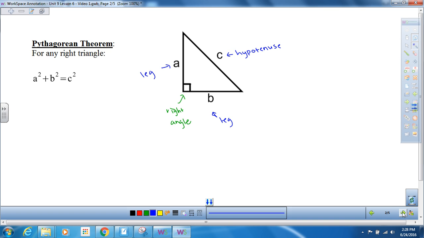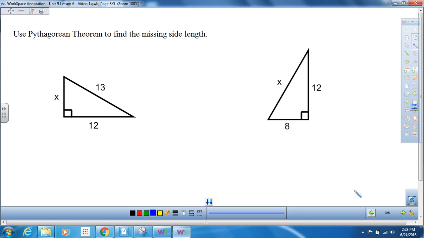Okay, so let's solve equations. Use the Pythagorean theorem to find the missing side length. So I'm looking for this. 13 is the hypotenuse, and so this x is a leg. So I can call that A, 12 can be B, 13 can be C. It has to be C.